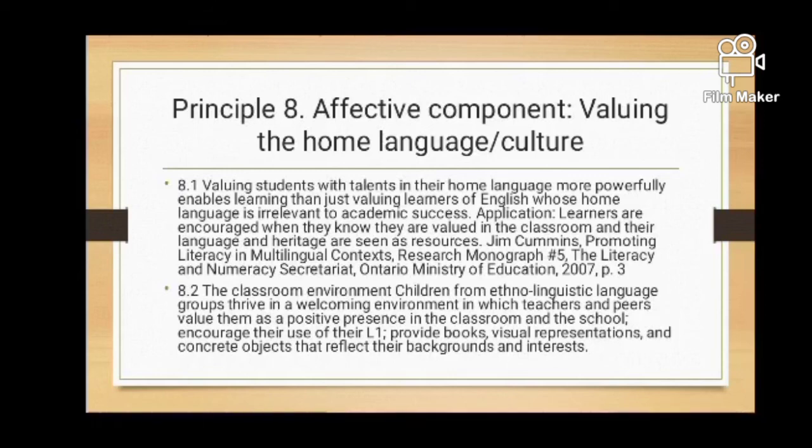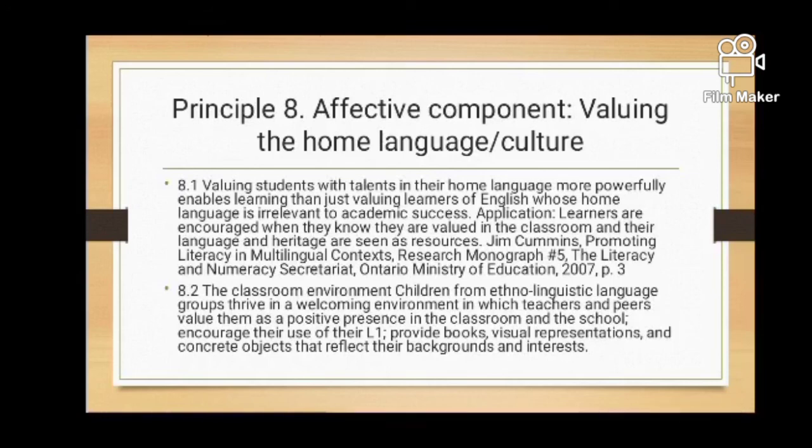Next is valuing students with talents in their home language more powerfully enables learning than just valuing learners of English whose home language is irrelevant to academic success. So, valuing the student's talents with their home language is important because it is a way to express their unique talents or skills. Like for example, the mother tongue.